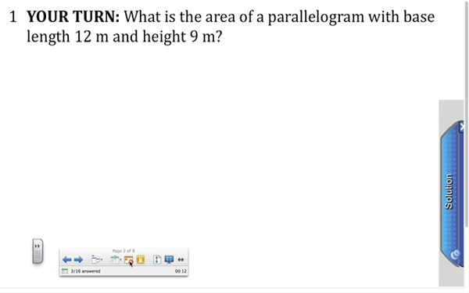Ooh, those answers are coming in fast. Oh my gosh, this is tough. This is ridiculous. In today's lesson, all we're doing is parallelograms and triangles.